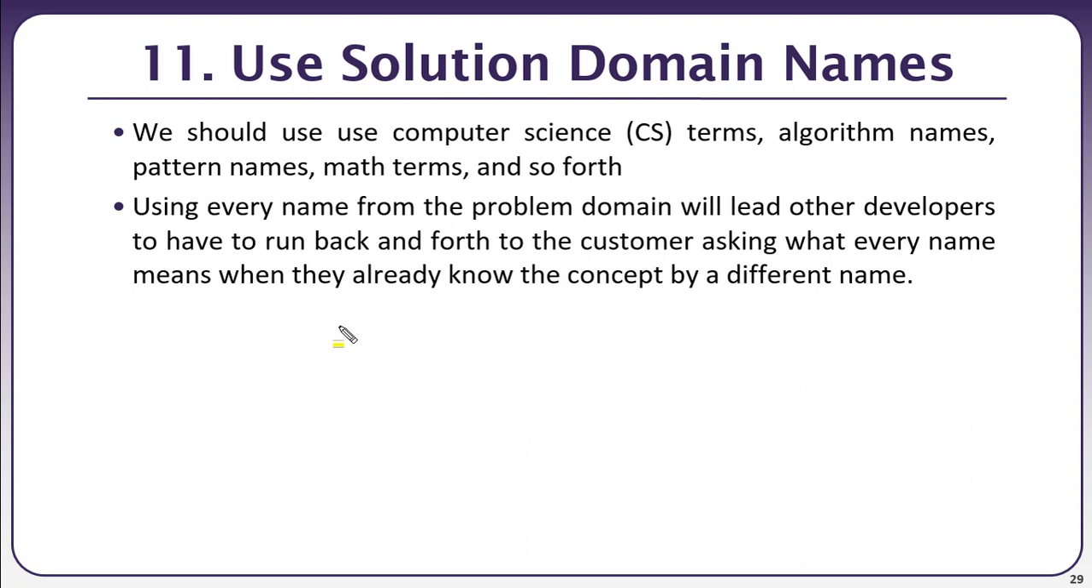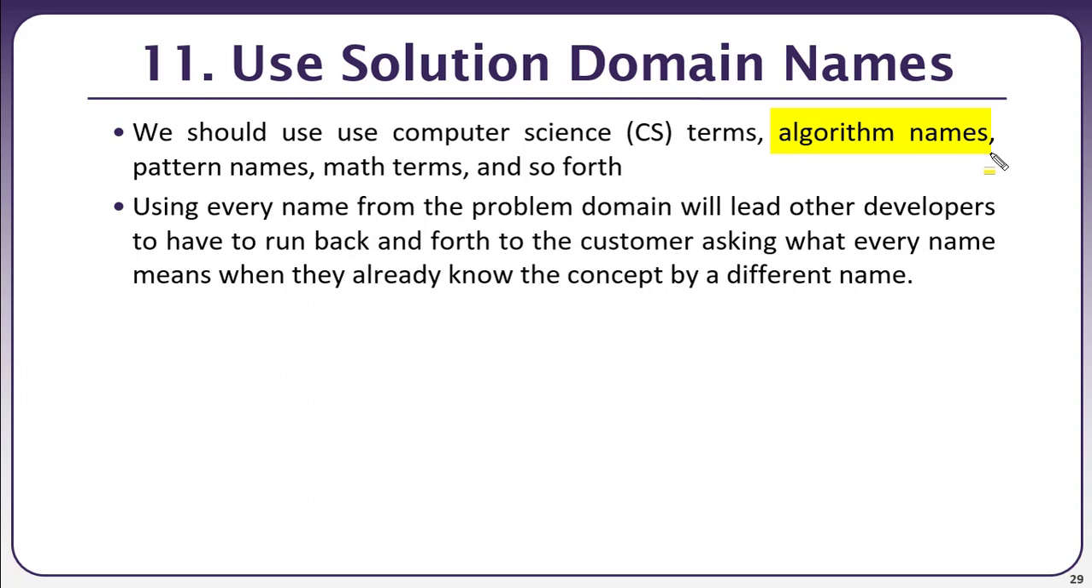Well, the next guideline says that you should use solution domain names. That means, for example, you're working on a project where you are searching or sorting. Then the variables' names you use should be taken from the domain. They should be taken from the search algorithm you are working on.